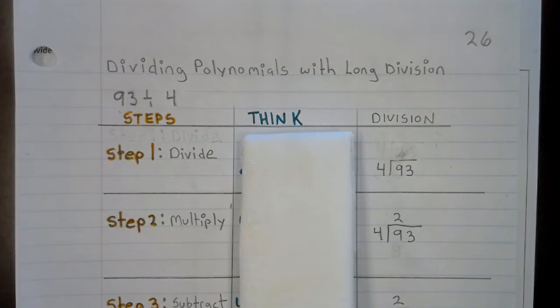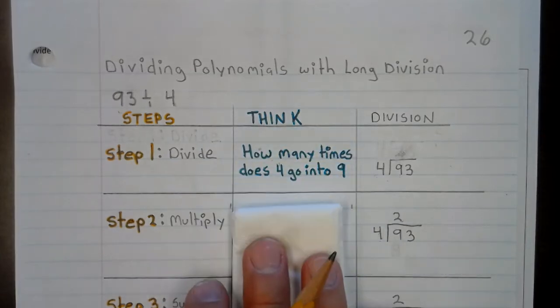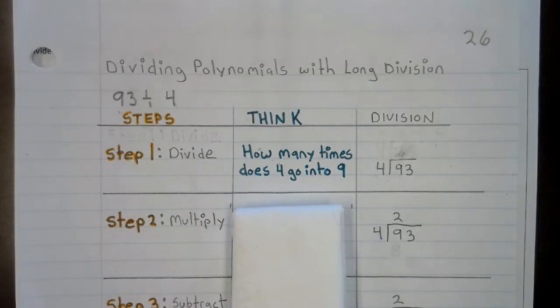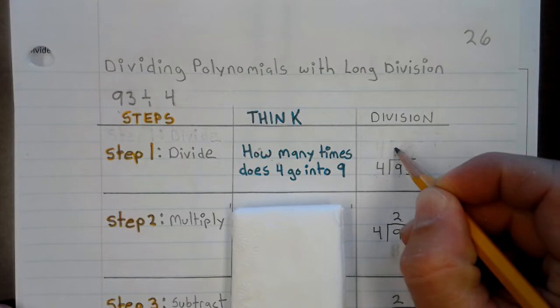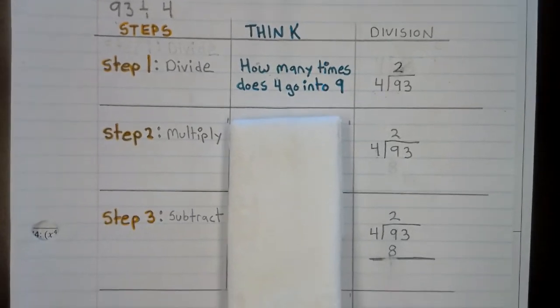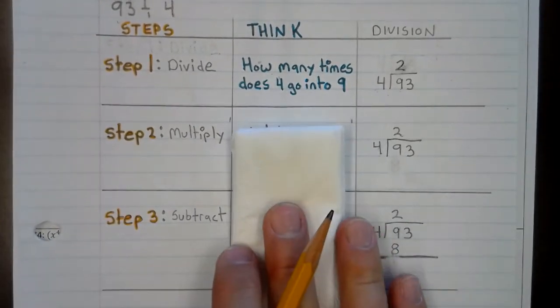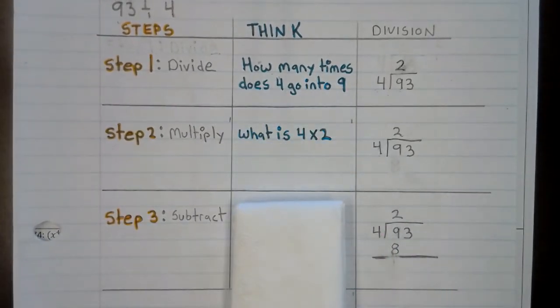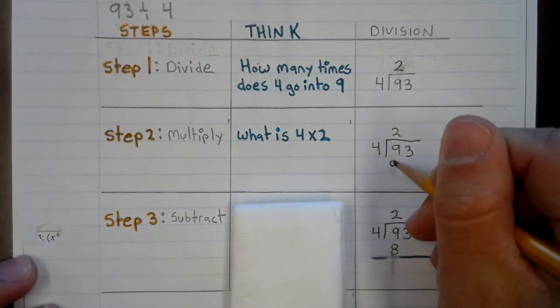Now we're going to do the long division of polynomials, but before we do that, we need to refresh basic long division. Okay, so let's look at 93 divided by 4. Step 1, divide. How many times does 4 go into 9? The answer is 2. So 4 goes into 9 2 times. Now, step 2, multiply. What is 4 times 2? Well, 4 times 2 is 8.